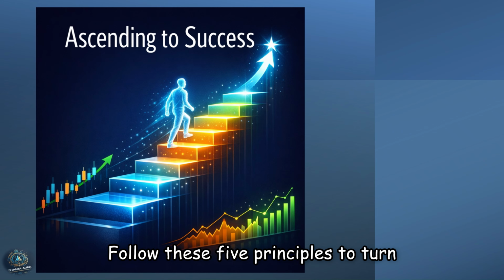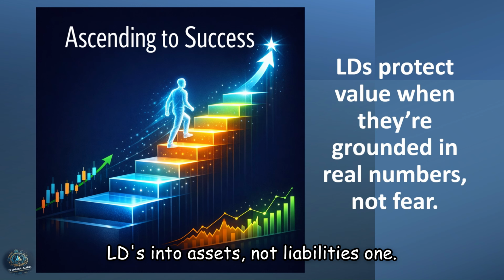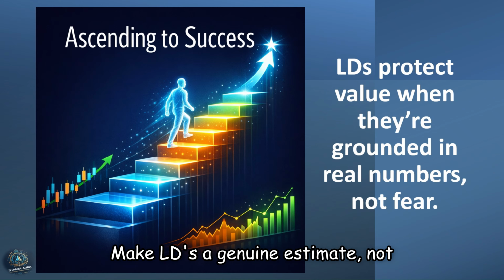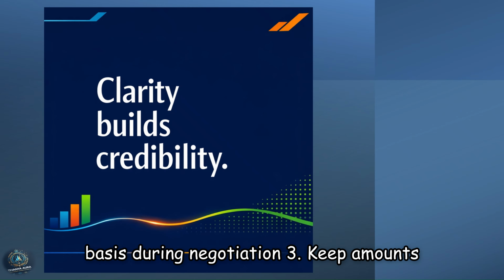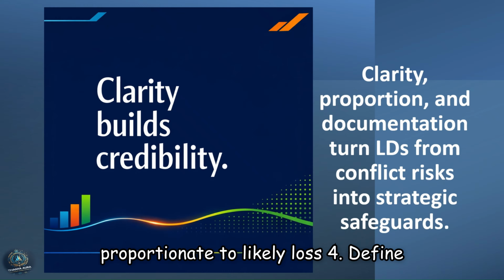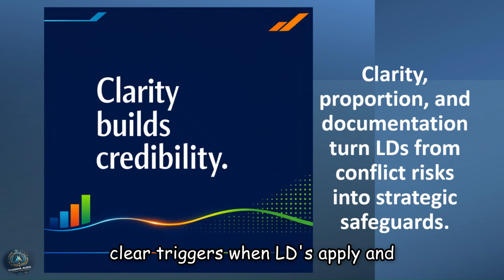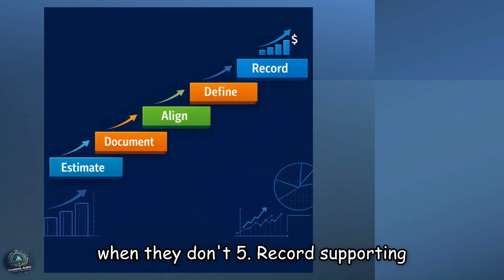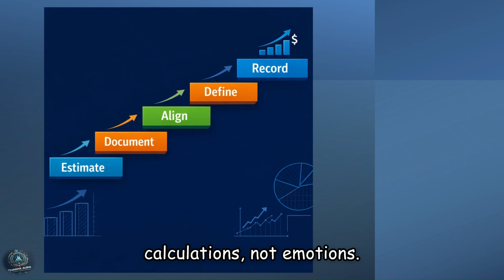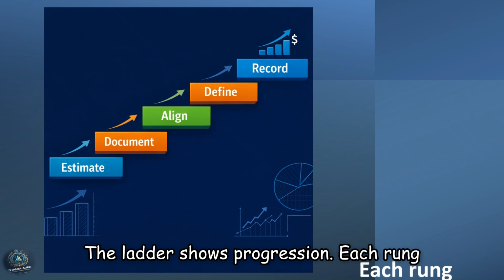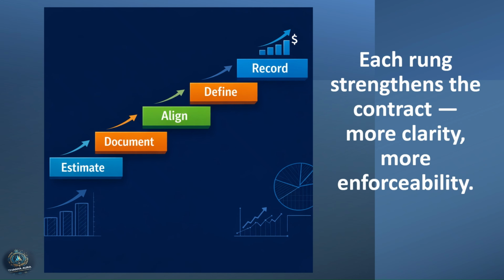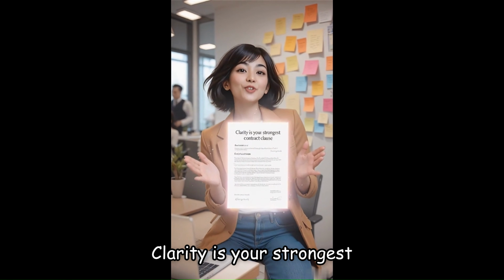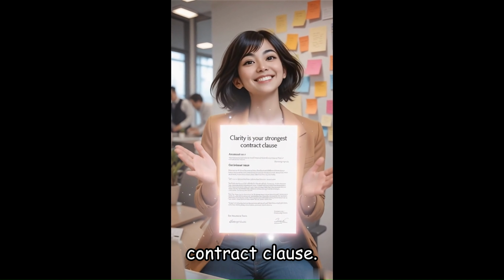Follow these 5 principles to turn LDs into assets, not liabilities. 1. Make LDs a genuine estimate, not a threat. 2. Document your cost basis during negotiation. 3. Keep amounts proportionate to likely loss. 4. Define clear triggers, when LDs apply and when they don't. 5. Record supporting calculations, not emotions. The ladder shows progression. Each rung increases enforceability and clarity. Clarity is your strongest contract clause.